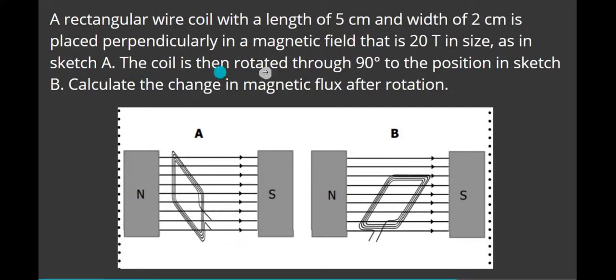And then the coil is rotated through 90 degrees to the position in sketch B. So if I rotate this wire through 90 degrees, it's now going to be parallel. See, here it was perpendicular to the magnetic field, here it's parallel, right? Now you'll say, where's my normal? My normal is going to be somewhere, maybe a straight line from here to there. I'm going to show you this in the calculation. And then your magnetic field will be here, and the angle between them will just be 90, right?